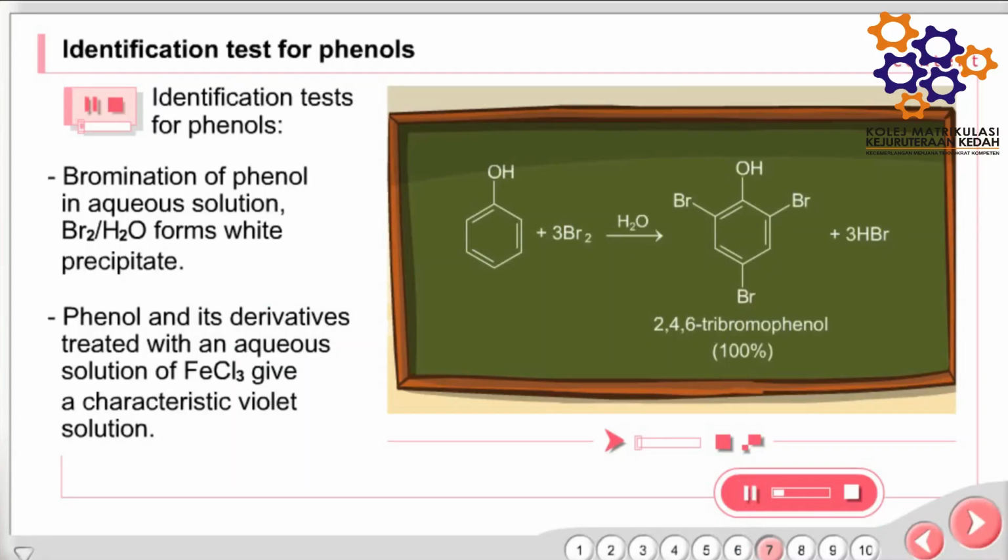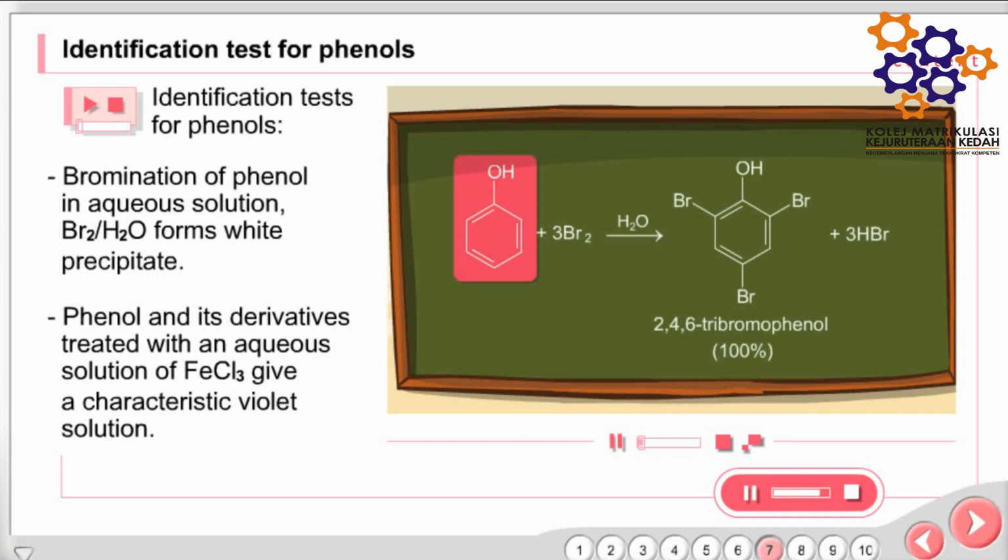We have learned that the bromination of phenol in aqueous solution gives an observable change through the formation of the white precipitate of 2,4,6-tribromophenol. This reaction is often used as an identification test for the presence of phenol. Another instant test for the detection of phenol is the use of an aqueous solution of iron trichloride, which gives a violet coloration.